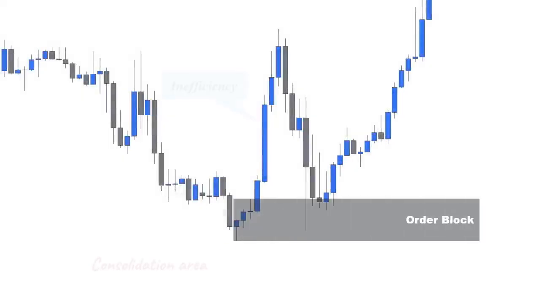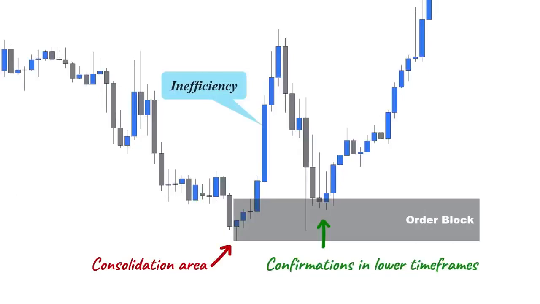In some cases, we have a consolidation area before the sharp moves happen, which also could be a perfect order block zone to look for trading opportunities in the lower time frames and set our stop below the swing low. Or you could just place your orders in the middle of the order block zone to enter at a better price. Now let me explain the first smart money trading strategy with all the rules.